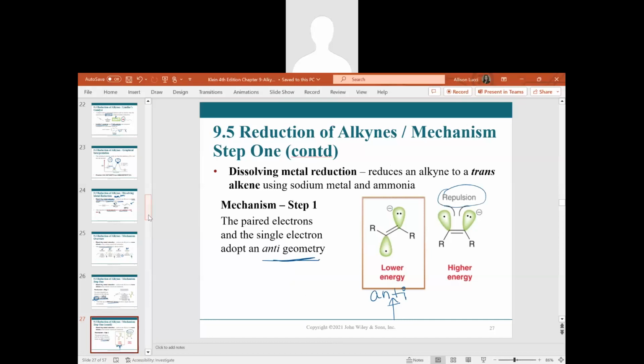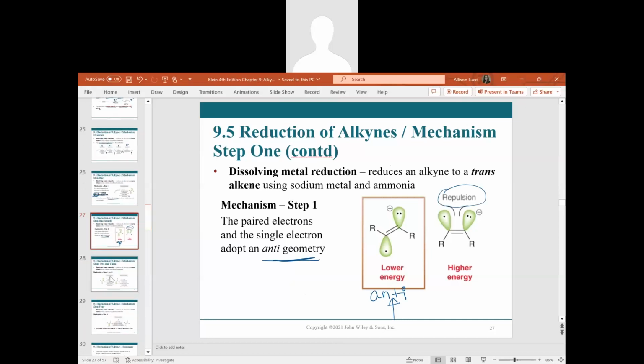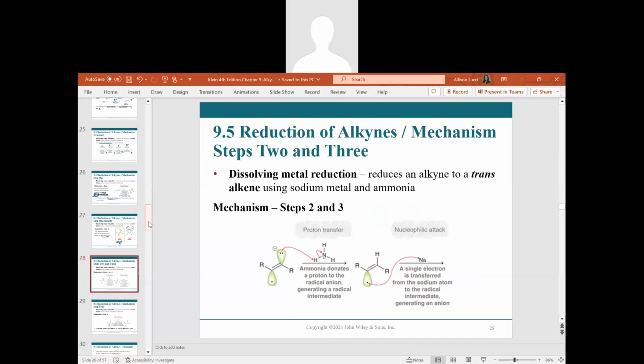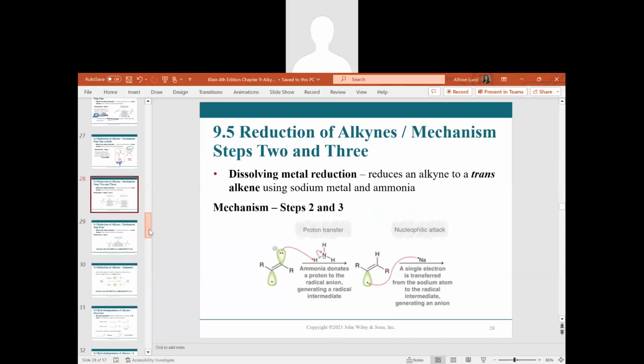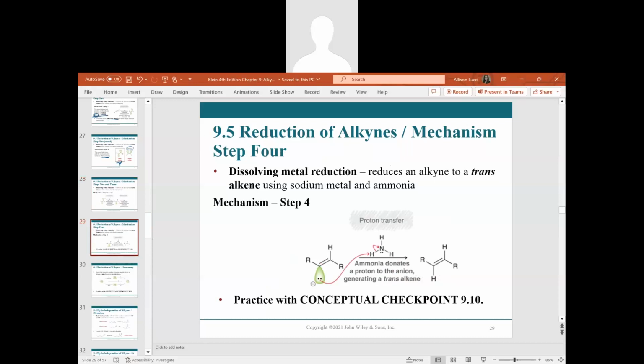So we can take a look here at the next couple steps, and we see steps 2 and 3 happen. We have a proton transfer, we have a nucleophilic attack, and then we have this last lone pair here to be protonated in step 4, and we have our resultant product.